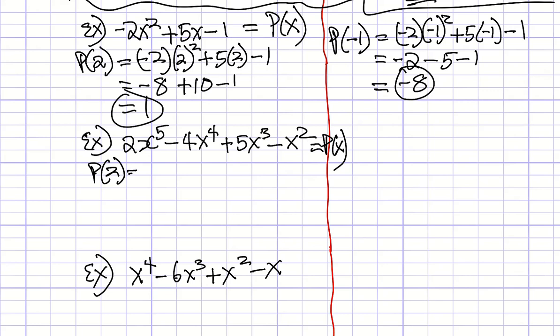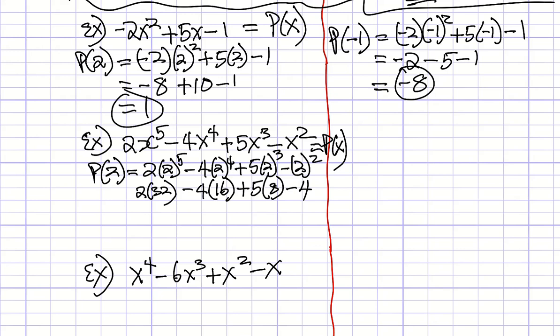P(2) equals 2. Let me see. 2 times 2 raised to the power 5, 4, 2 raised to the power 4, plus 5, 2 raised to the power 3, negative 2 raised to the power 2. Oh Lord, that one is high numbers, man. See what I did? So you simplify all that, okay? Alright, so that's what you got there.